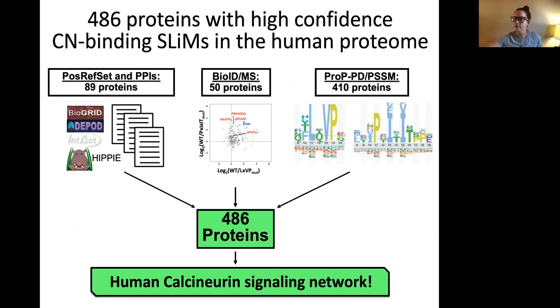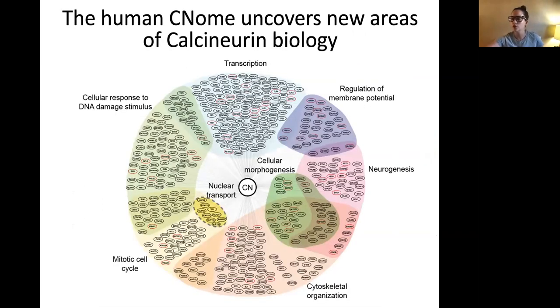So altogether, coupling the ProPD, PSSM, and BioID analyses with a list of previously characterized calcineurin substrates and interactors, we have built the first comprehensive signaling network for a phosphatase in human cells, and we're calling this group of proteins the calcineurinome. So what I'm showing you here are the GO terms that are significantly enriched within the calcineurinome.